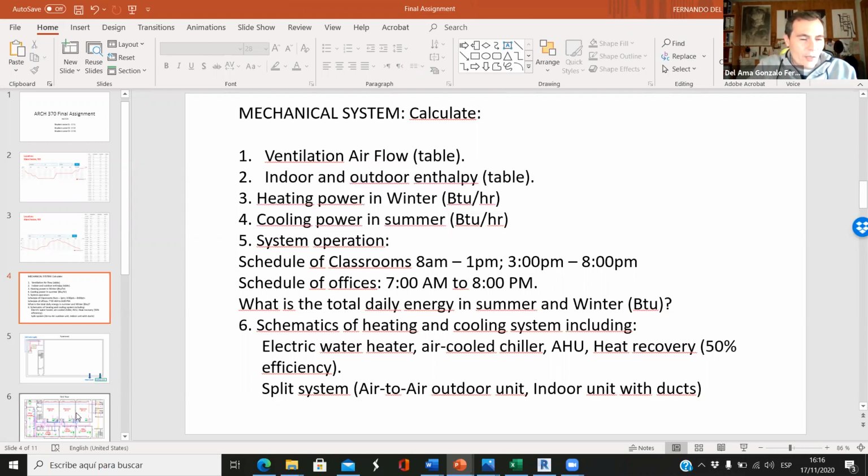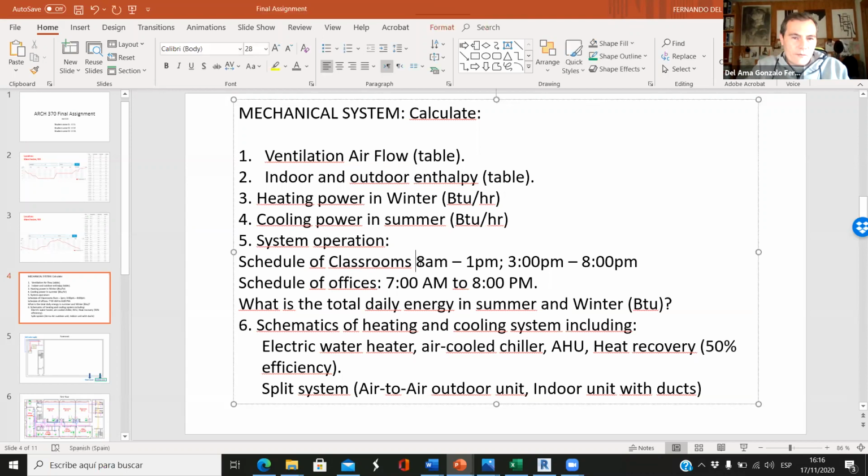This is an educational building. We have classrooms and offices. So it's something similar to the TDS building. The schedule of classrooms is from 8 a.m. to 1 p.m. Then we have 2 hours without any activity, and then from 3 to 8 p.m. So we have 5 hours in the morning, 5 hours in the afternoon or evening. But the offices are occupied from 7 a.m. to 8 p.m. So this is the schedule of classrooms.